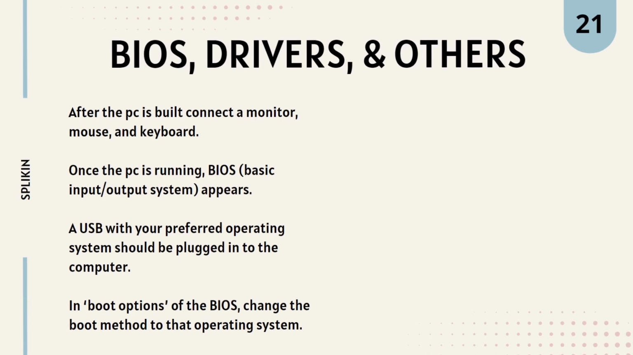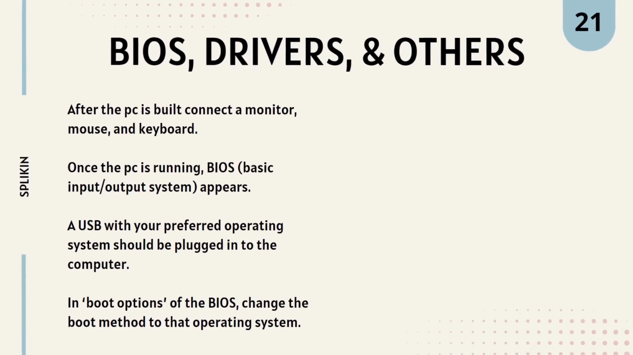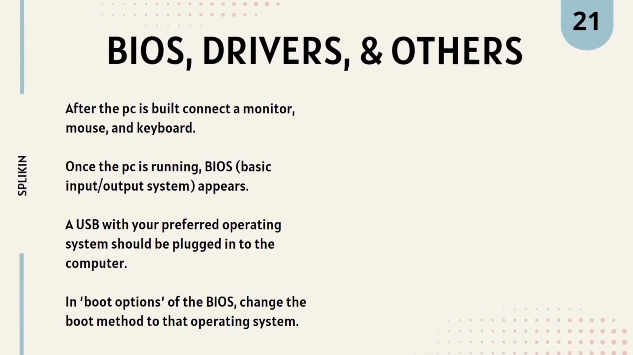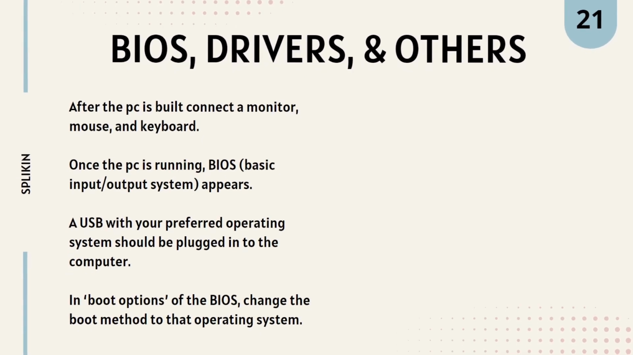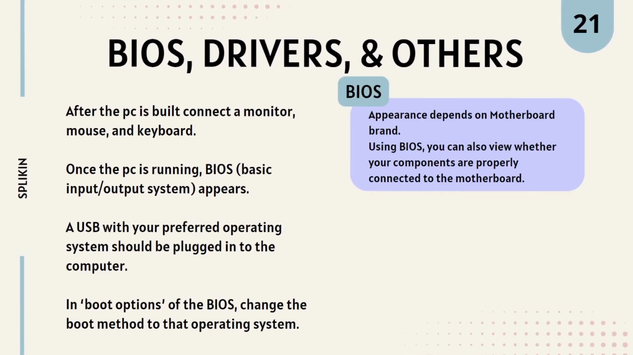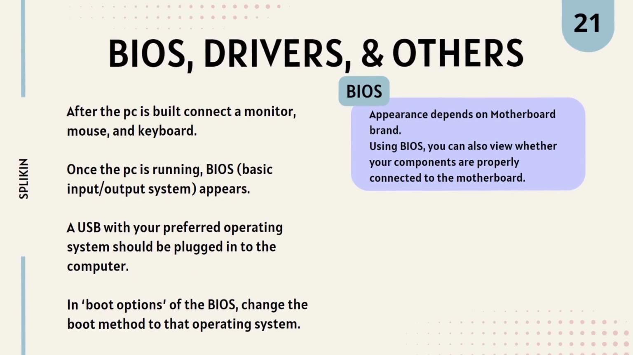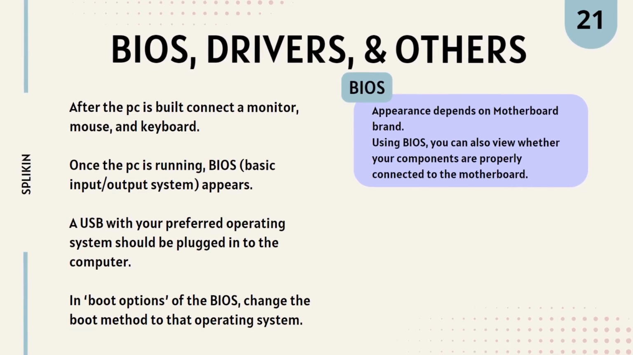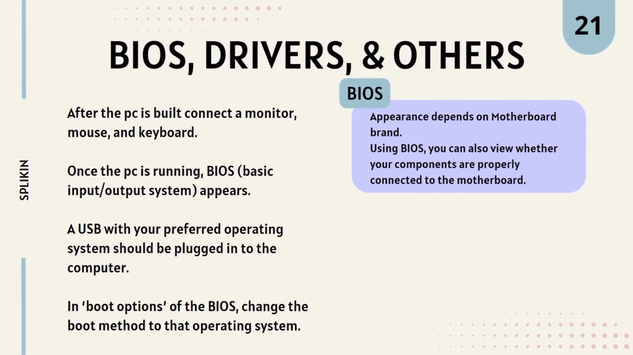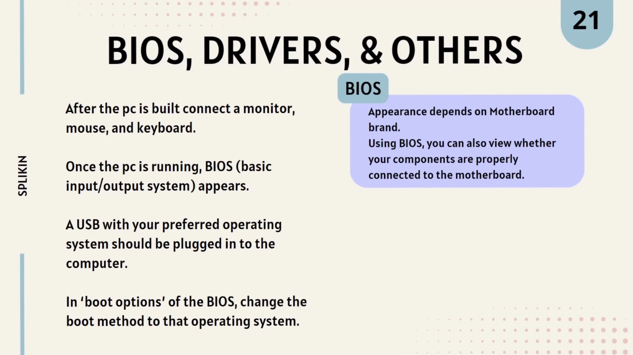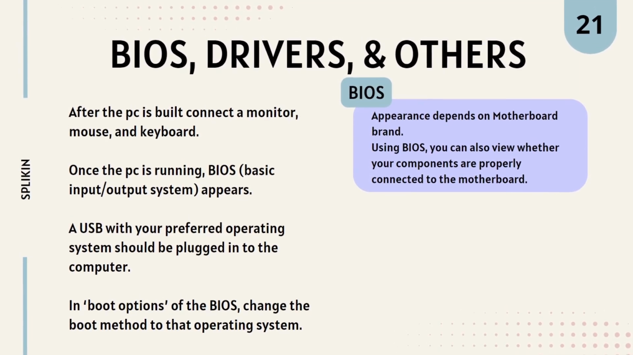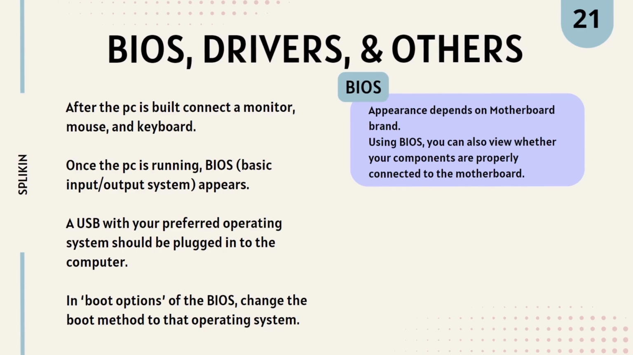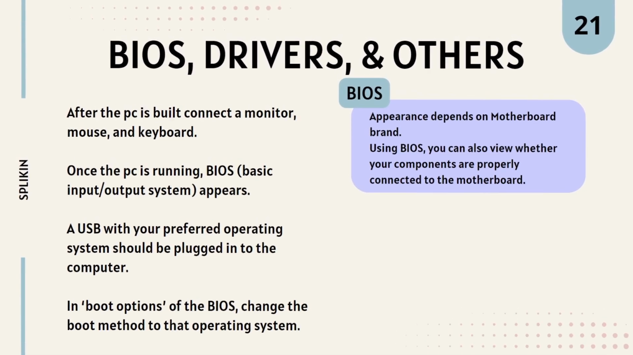BIOS drivers and others. After the PC is built, you need to connect a monitor, mouse, and keyboard to be able to access the computer's BIOS, basic input-output system. In BIOS, you can view whether your components are properly connected to the motherboard. In addition, you can select your preferred boot option, which is essentially your operating system, such as Windows. A USB with your preferred operating system should be plugged into the computer.